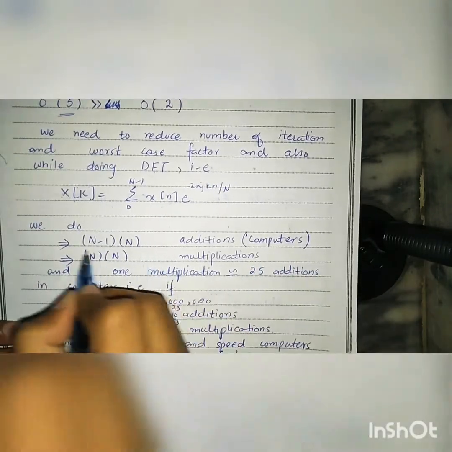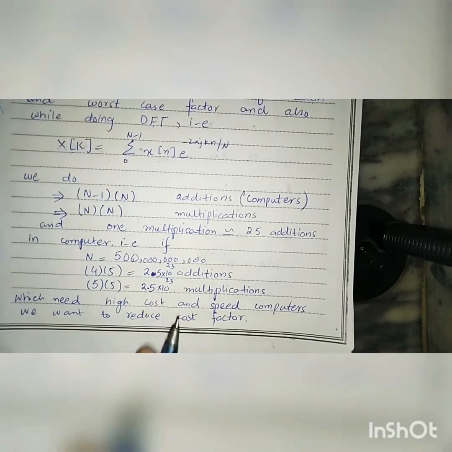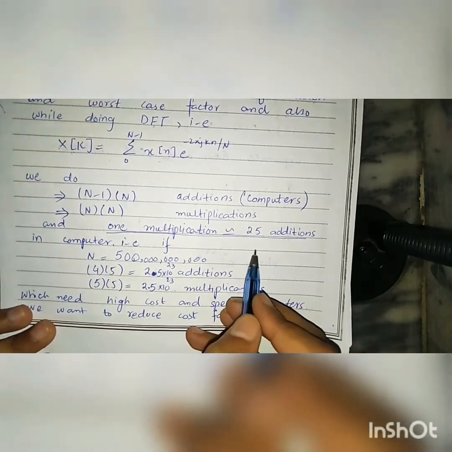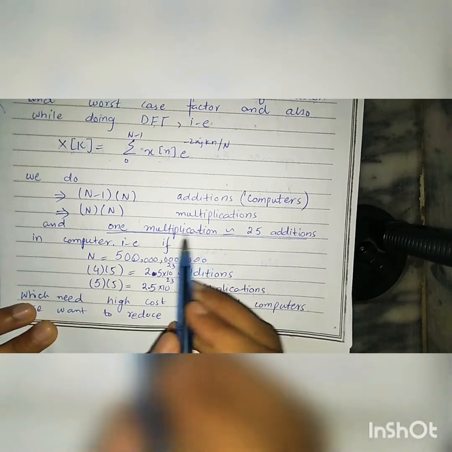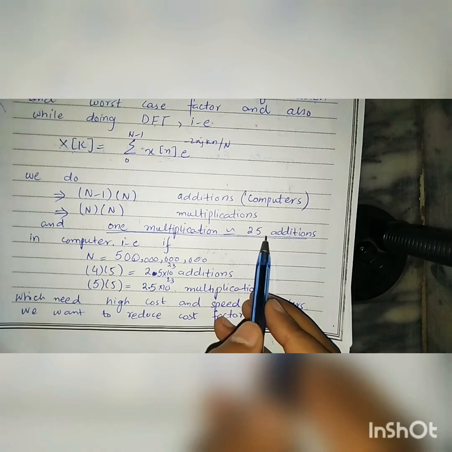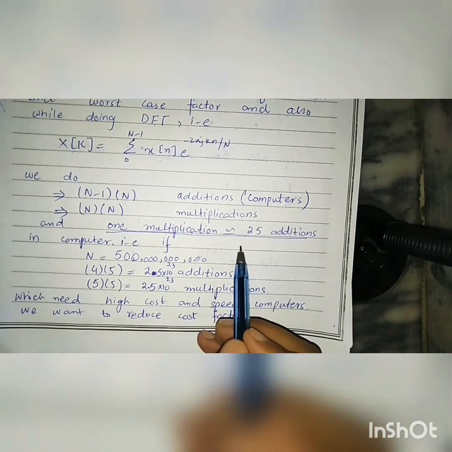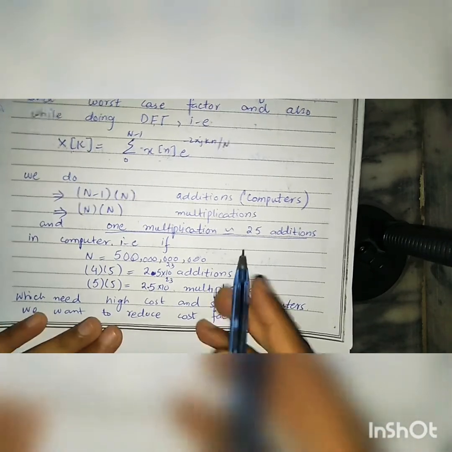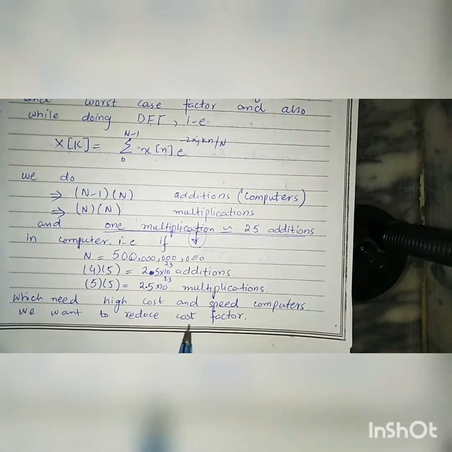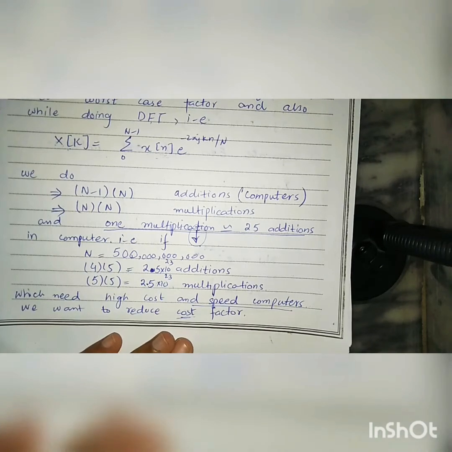So it is easy for a computer to do multiple additions instead of multiplications. And we also know that one multiplication is approximately equal to 25 additions. So you can see that if we are doing one multiplication, we can easily do 25 additions in that capacity of the computer also. So what is our goal now? Our goal is to reduce multiplication. The more we reduce the multiplication, the lower our cost factor will be, and the lower the speed of computer we will need.